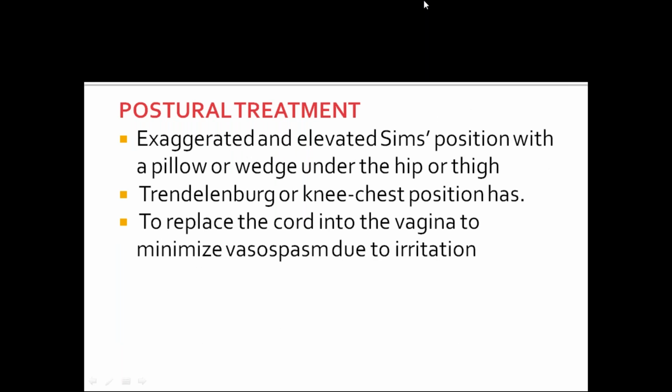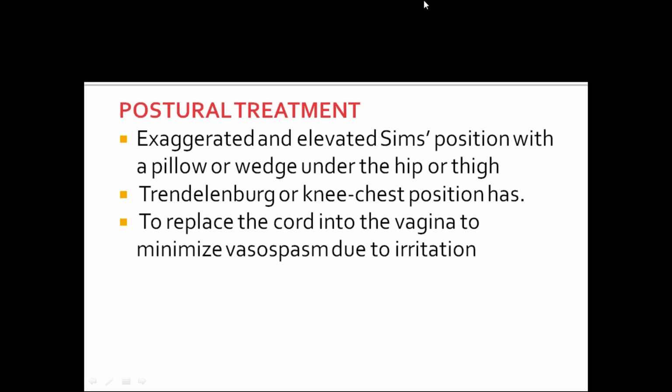And one more thing is postural treatment. There are 2 methods we can do. One is the exaggerated or elevated Sims position. Here we can keep a pillow or something wedged under the hip or thigh. I'll show the diagram. Next, Trendelenburg or knee chest position. This is mainly to replace the cord into the vagina or to minimize the vasospasm.